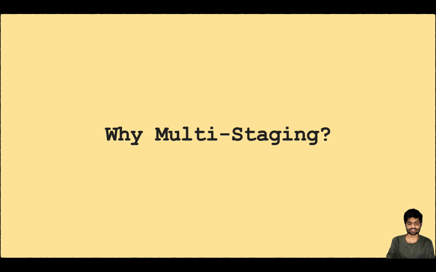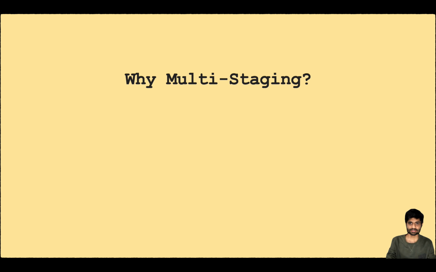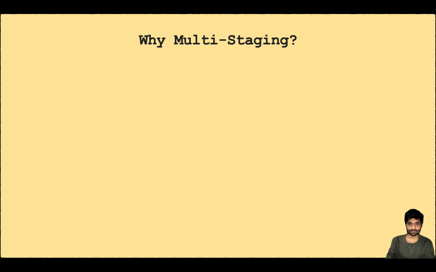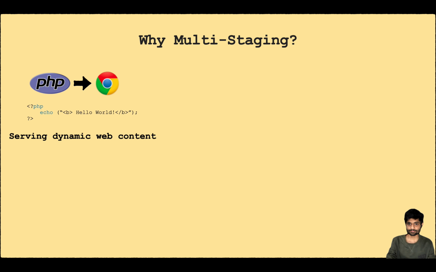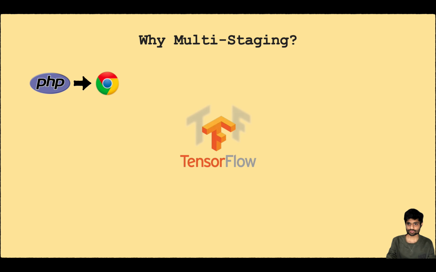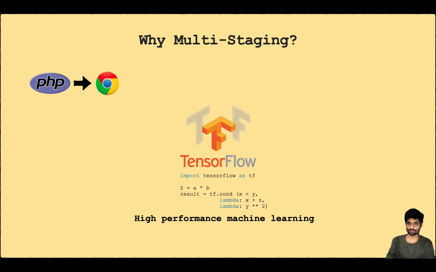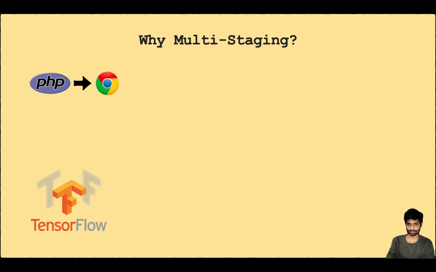Why use multistaging? The simple answer is that multistaging is everywhere. You might have seen dynamic websites where server-side languages like PHP execute on the server to produce HTML that is executed on your browser. You might have also seen libraries like TensorFlow where the code that you write produces an execution graph that is compiled down before executing on the actual inputs.